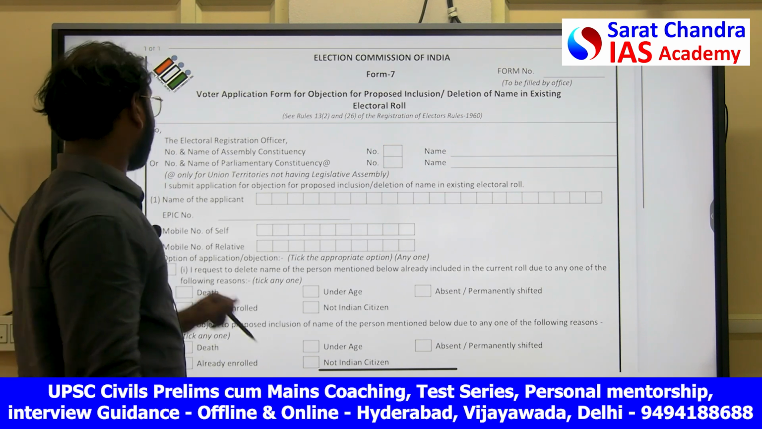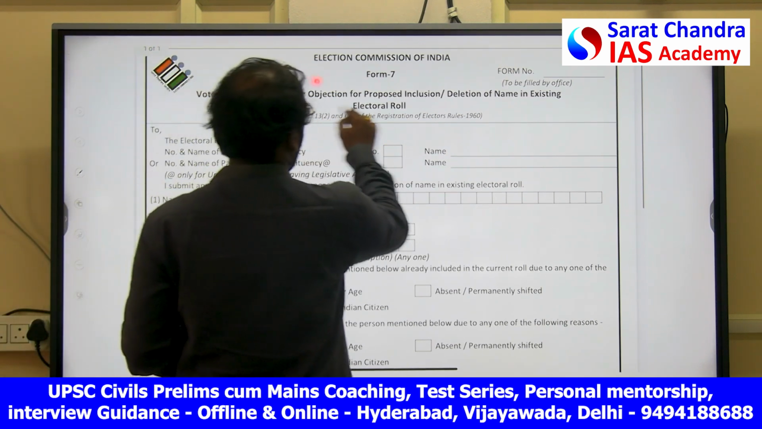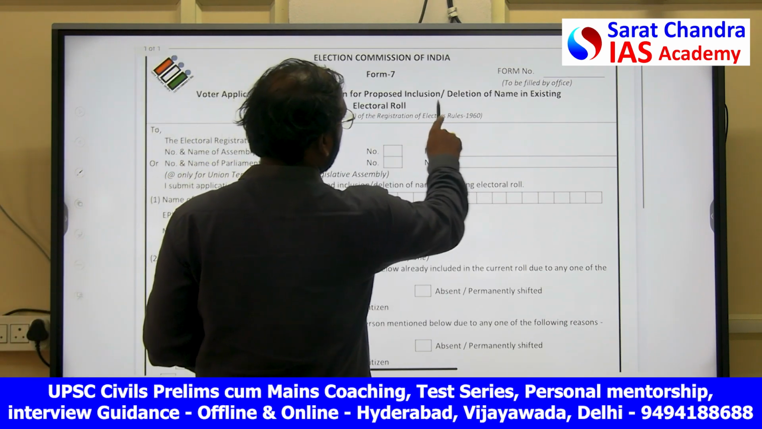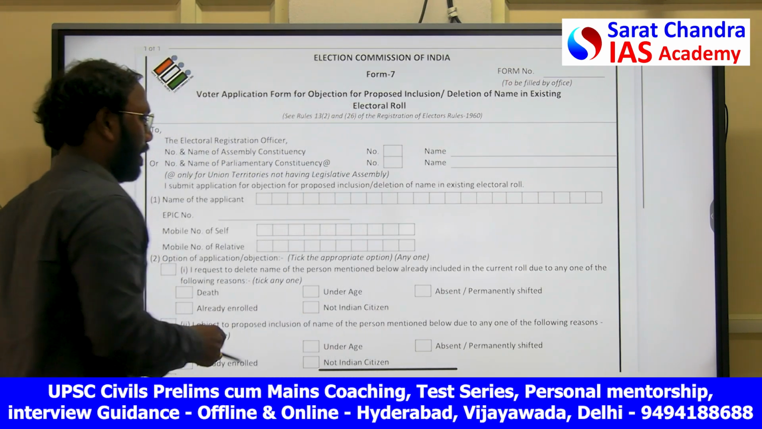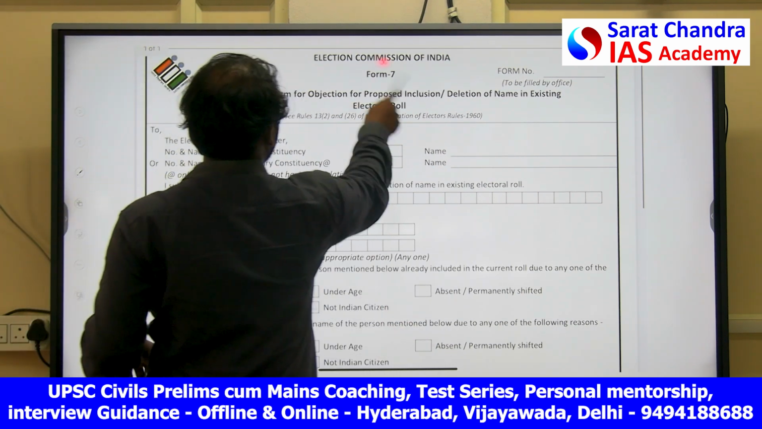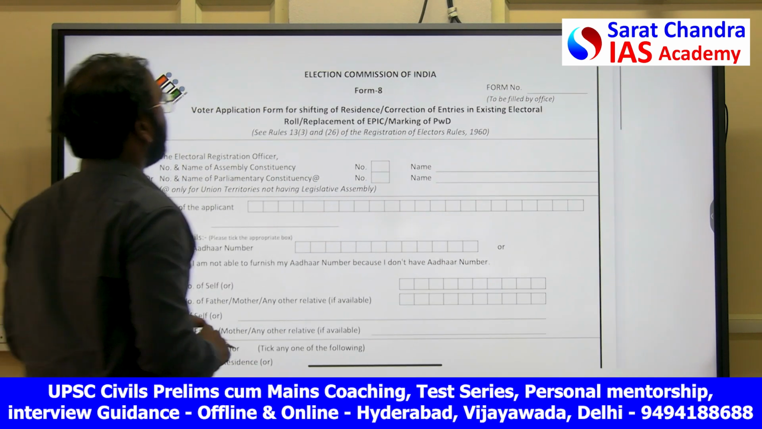Then Form 7 deals with objections. It is a form for objections to proposed inclusion or deletion of names in the existing electoral roll. Let us say your name was deleted. How to approach? You have to take Form 7. So that is what Form 7 deals with.